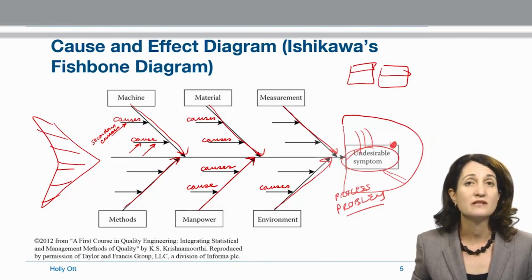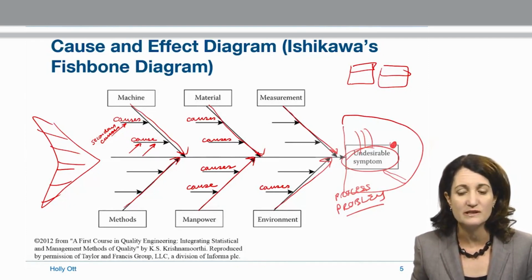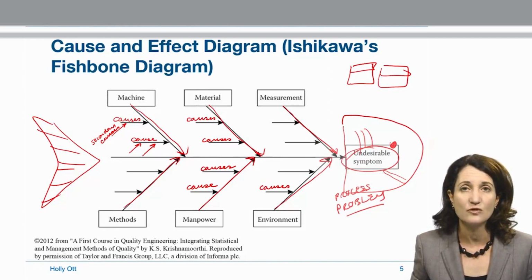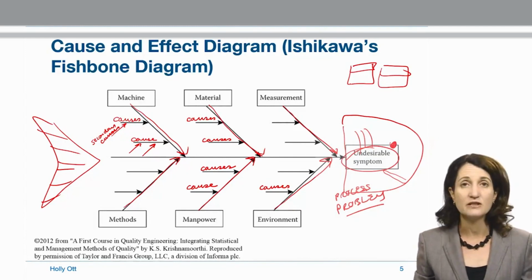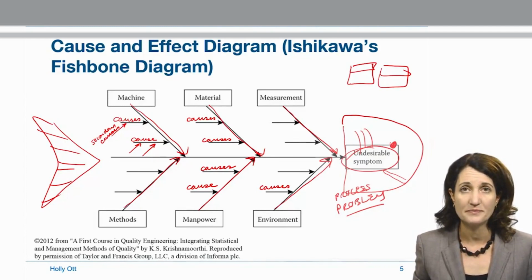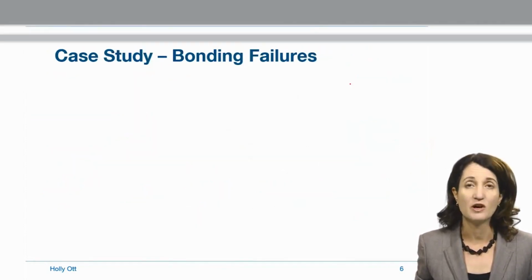Now, there are situations when you can't strictly follow this format. For example, when you're investigating a problem related to a service, then maybe you'd have to modify this format slightly. But in general, you want to try and keep the main structure similar. And we have a case study here to show you how this worked. This is from our textbook.